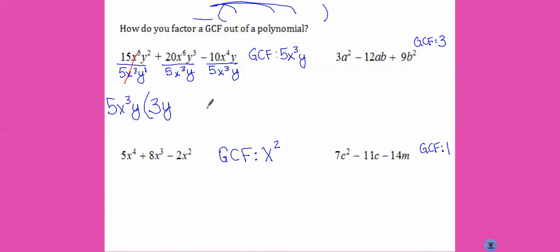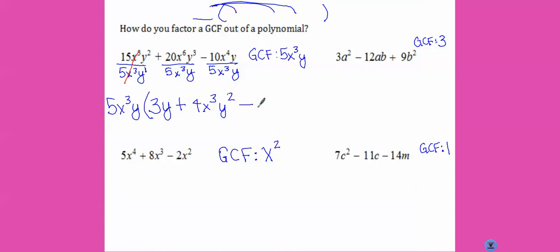You're subtracting your exponents. Plus 20 divided by 5 is 4. We started with x to the 6th. We took out x cubed, so we're left with x cubed. We started with y cubed. We took out a y, so we're left with y squared.